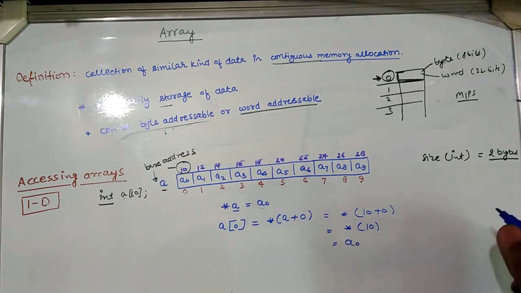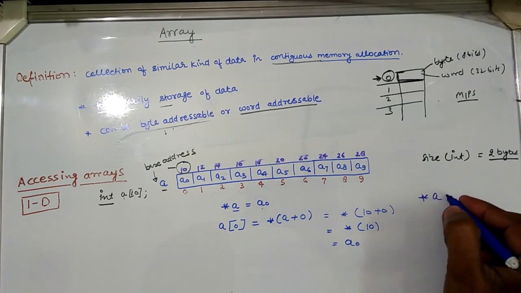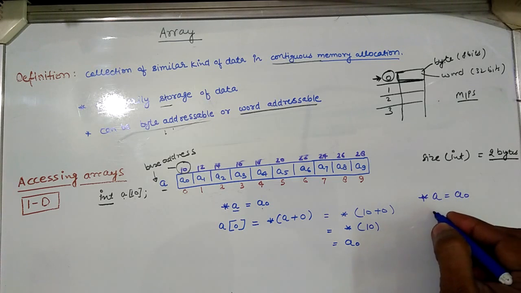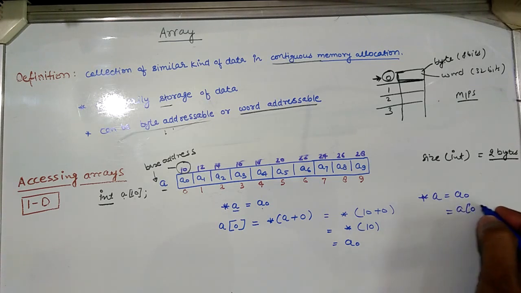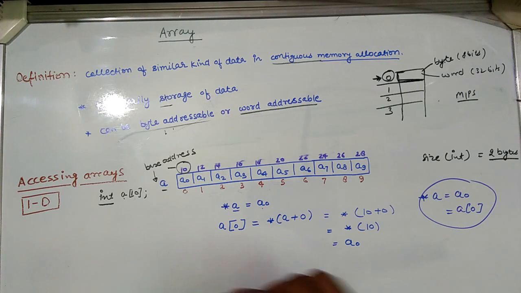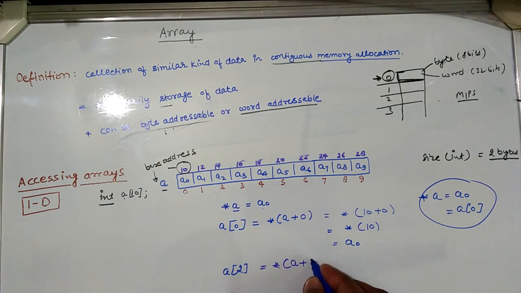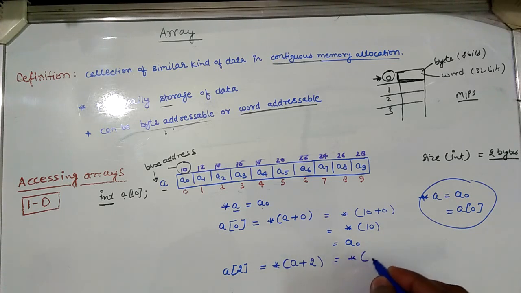If I write star A, or A node, or A of 0, these are similar things. Now next, if you want to access another memory location, suppose A of 2, the process is the same. You can write star A plus 2. Now star A plus 2 means star A is the base address plus 2 blocks.